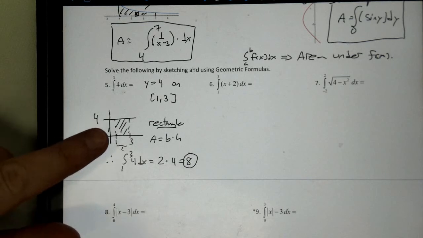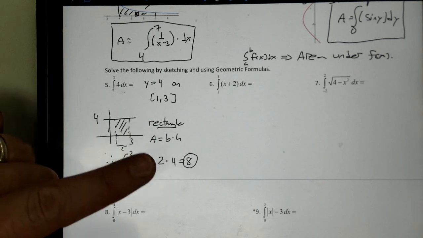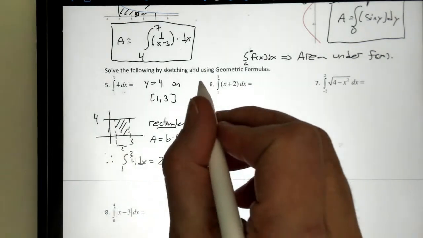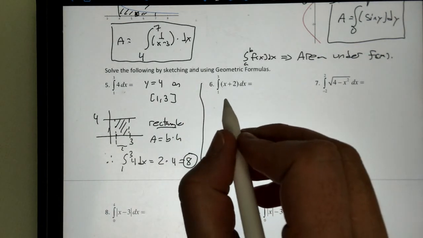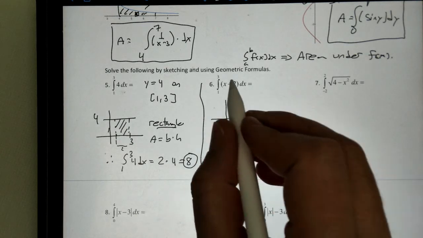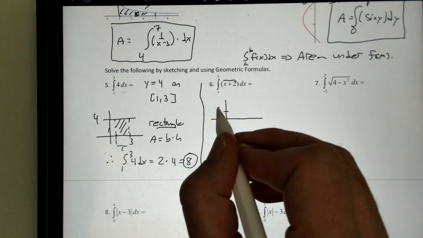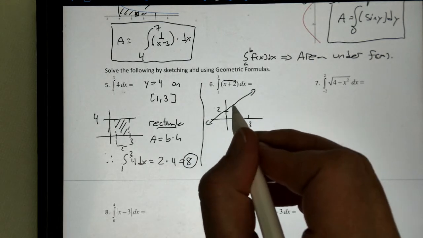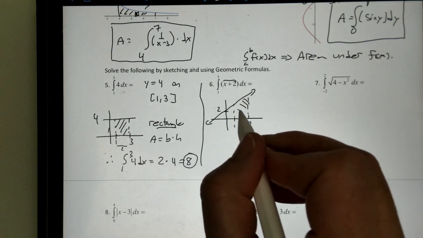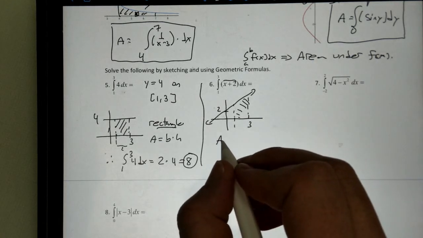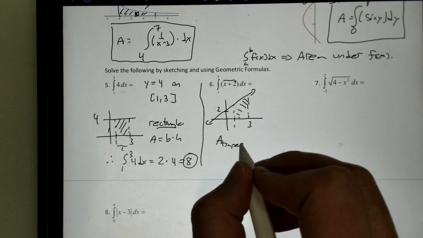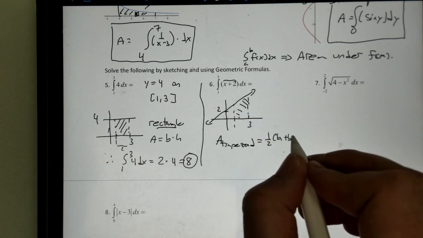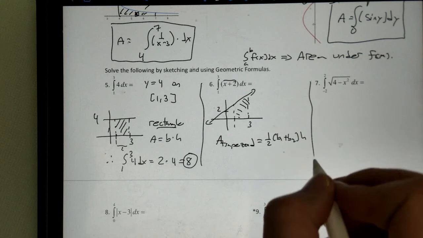So if I know the shape in this area, I can just use my geometry formulas. That's what this is saying right here. For a question like number 3, same idea. x plus 2, well, that's just a line. I can graph a line. There's 2. I want to get the domain from 1 to 3. And this is just a trapezoid. Area of a trapezoid, you're going to memorize this one. 1/2 the sum of the bases times the height.